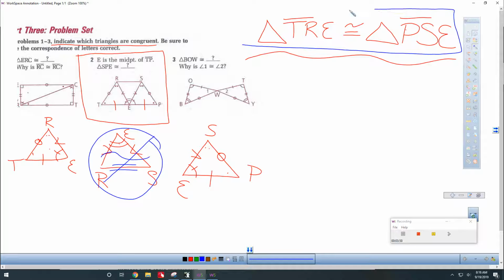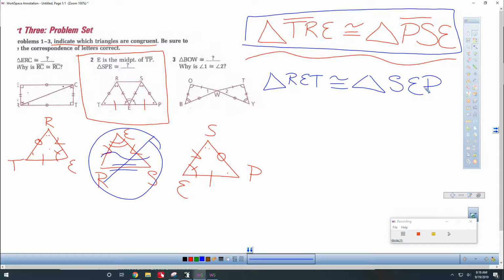Now, what I want you to understand is you might have done this. Triangle RET is congruent to triangle, any idea, Carson? I would say SEP. Now, can you follow that along in your picture? What angle is angle R congruent to? R is congruent to S.